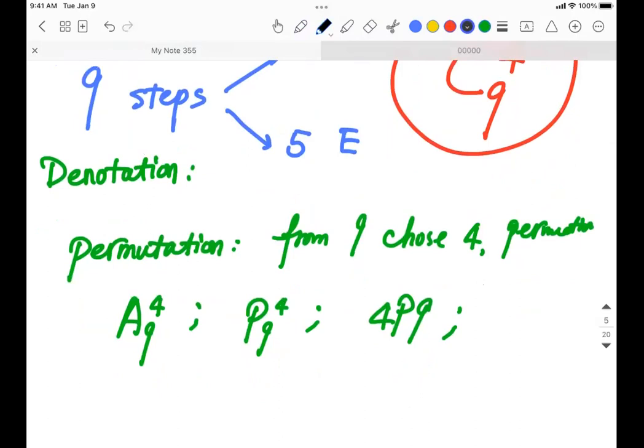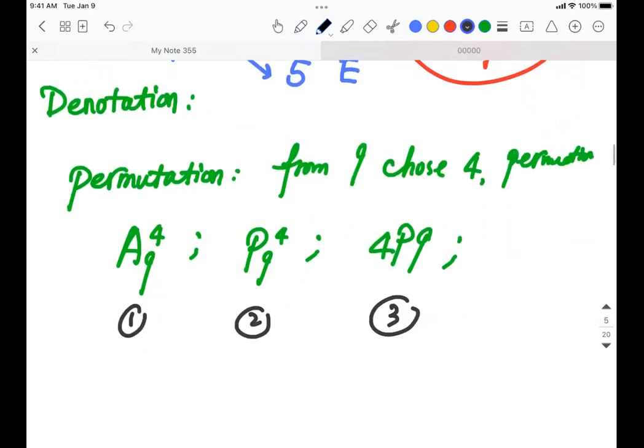Chris, can you give me some feedback on number 1, number 2, number 3? Can I have a quick survey to tell me which one you are more familiar with in your region, in your textbook? Can I have some feedback? Because these are all correct. Different regions and different textbooks have different denotations.